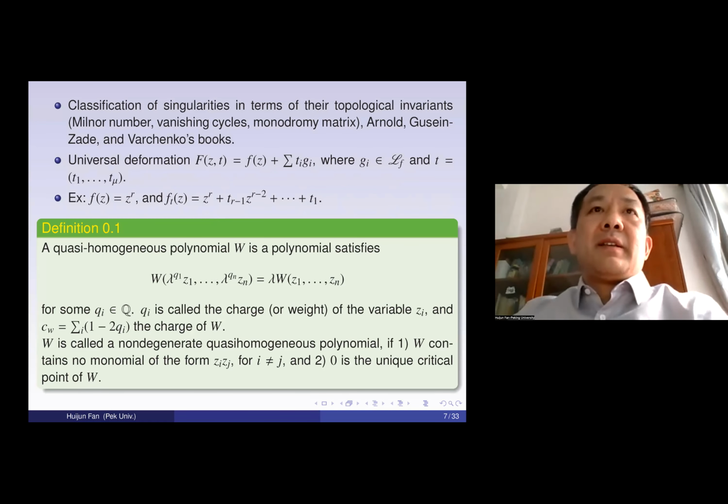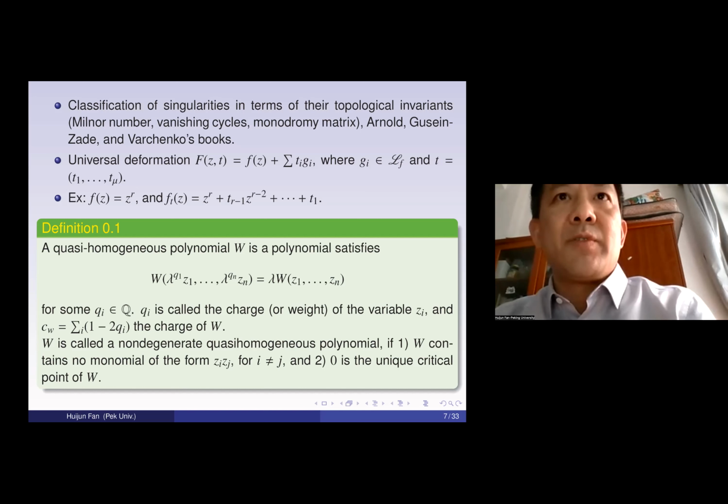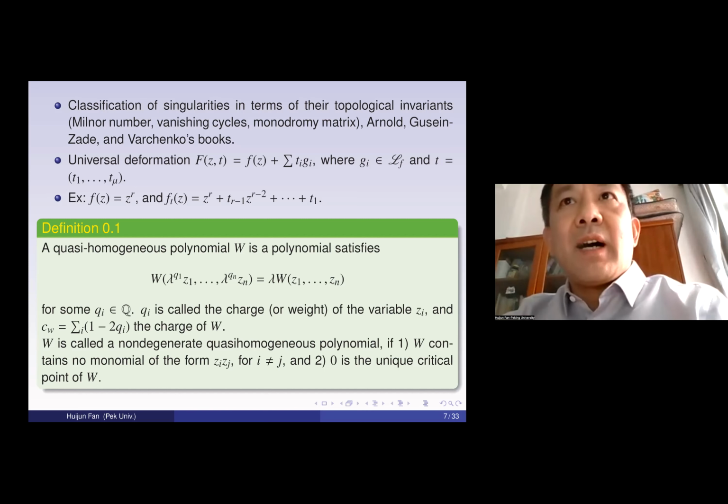And now comes a very important problem: classification of all local singularities in terms of topological invariants, including the Milnor number, vanishing cycles, and also monodromy matrices. This has been studied for a very long time. For example, the audience can see Arnold, Gusein-Zade, and Varchenko's books on singularity theory.